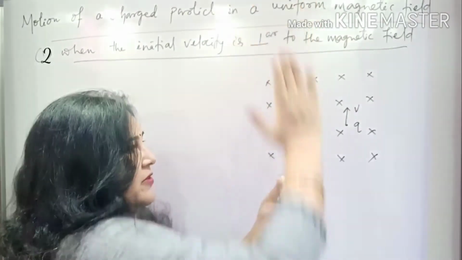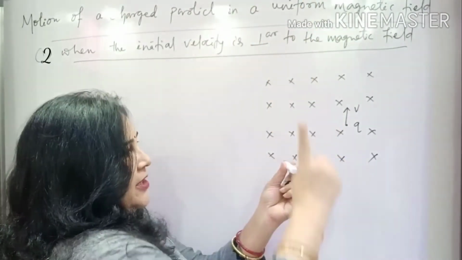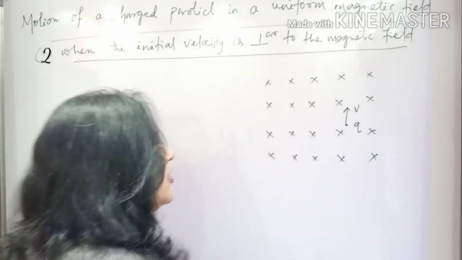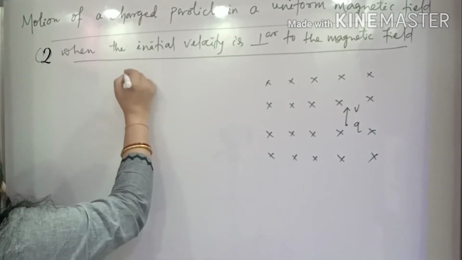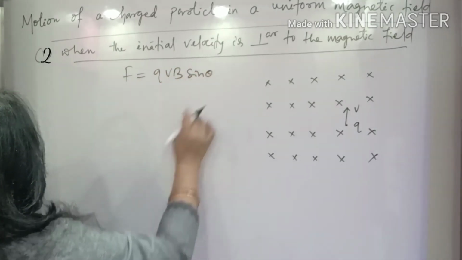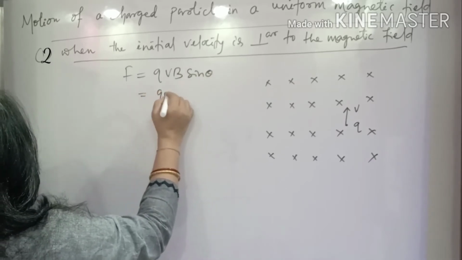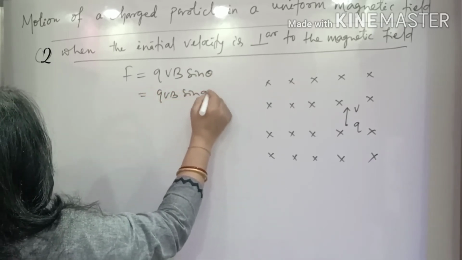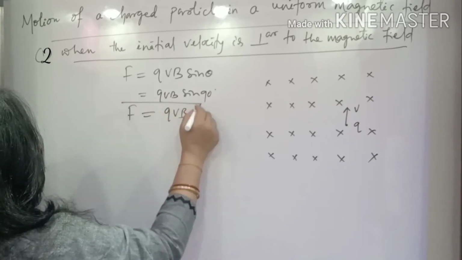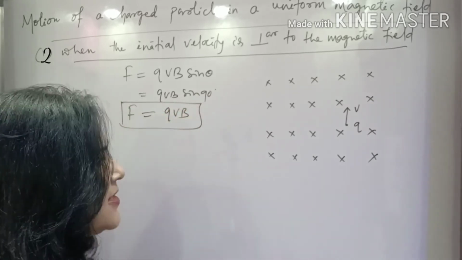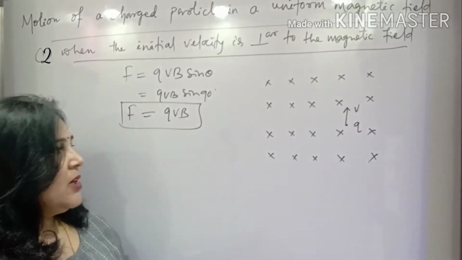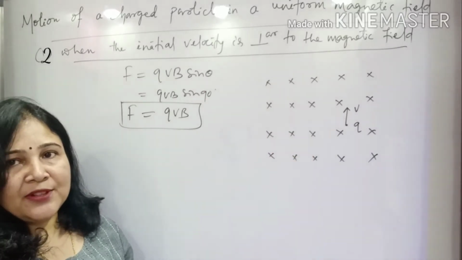The charged particle is moving in this way. This is the direction of the charged particle. So it is making 90 degree with the field. And we know if it is making 90 degree, F equals QVB sine theta, which now will be QVB sine 90. So F will be equal to QVB, which is the maximum force experienced by this charge. That's the force it will experience if it is making an angle of 90 degree with the field, right?